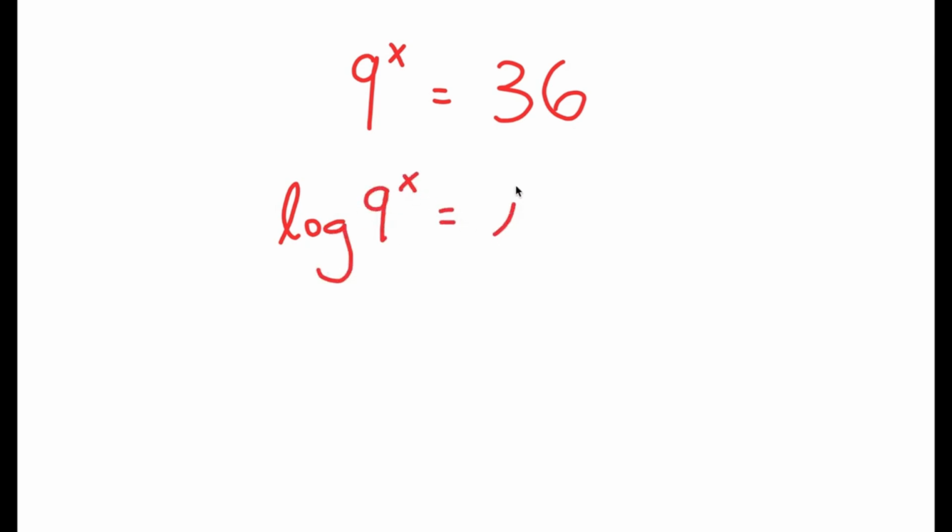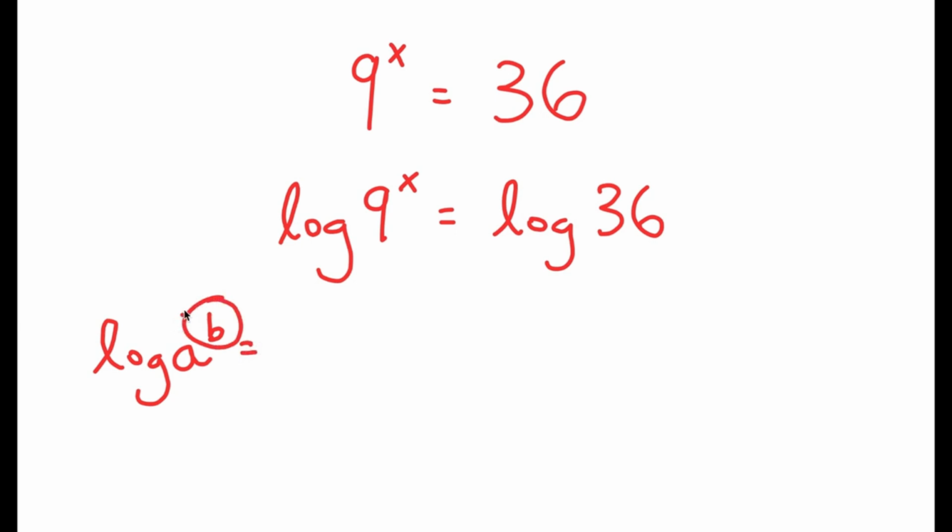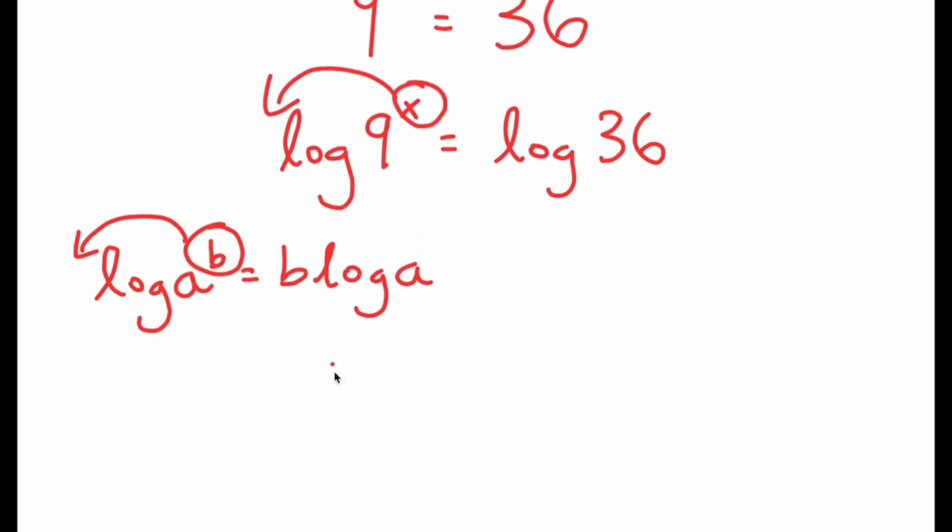Alright, so in this video, I'm going to solve the equation 9 to the power of x is equal to 36. So, to solve this equation, I'm going to first start by taking the log on both sides. So I get log of 9 to the power of x is equal to log of 36. Now, if I have something in the form log a to the power of b, I can move this exponent b to the front, so this turns into b times log a. In this case, I have log 9 to the power of x, and I can move x to the front, so I get x times log 9 is equal to log 36.